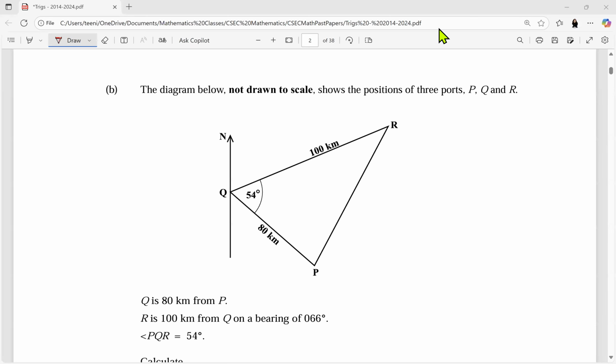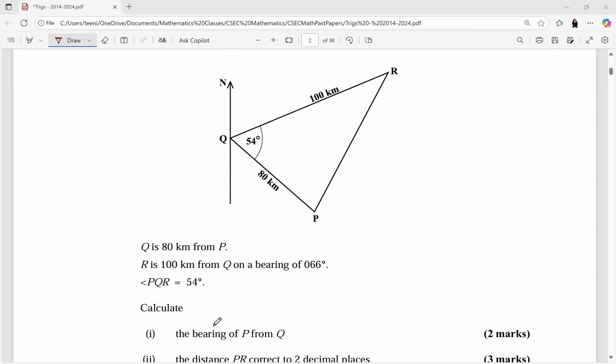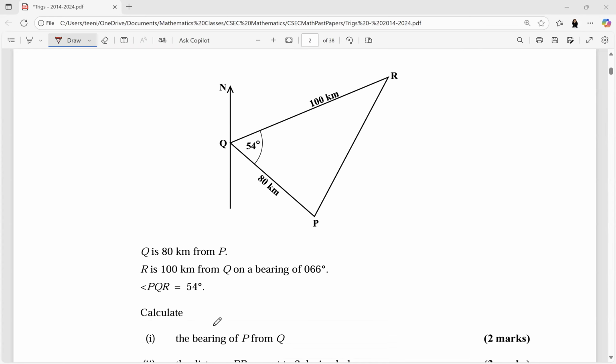Right, so let's look at this question now. The diagram below, not drawn to scale, shows the positions of three ports P, Q, R. Q is 80 kilometers away from P. R is 100 kilometers away from Q on a bearing of 066, so 66 degrees, and angle PQR is 54 degrees. Calculate the bearing of P from Q.